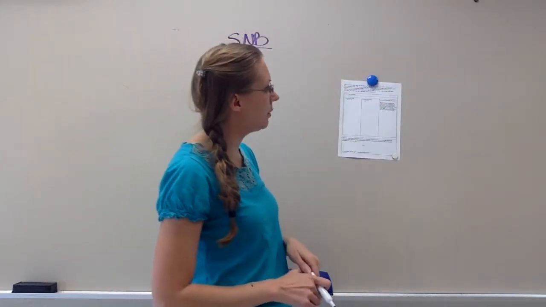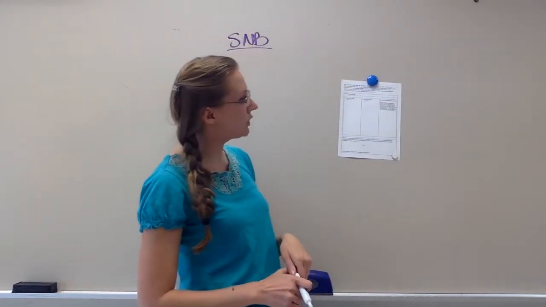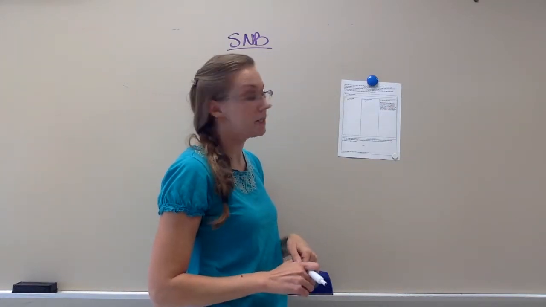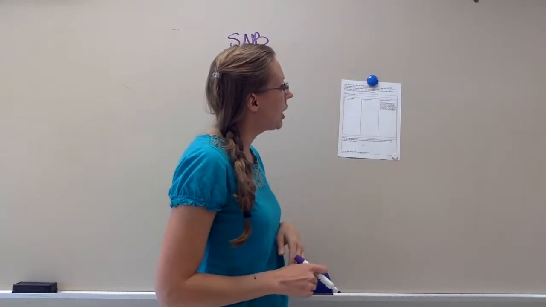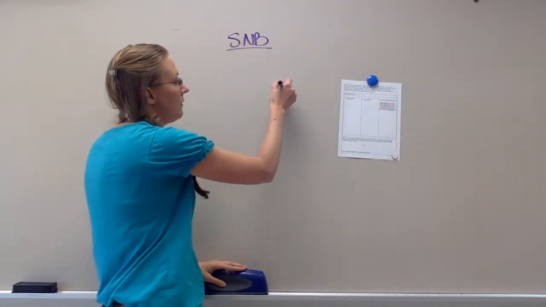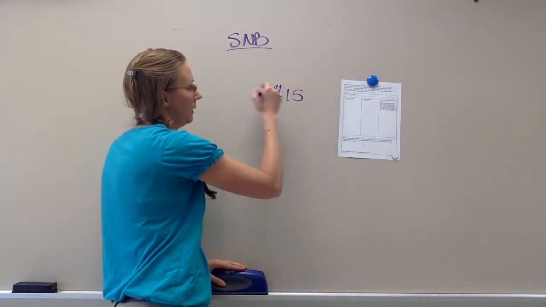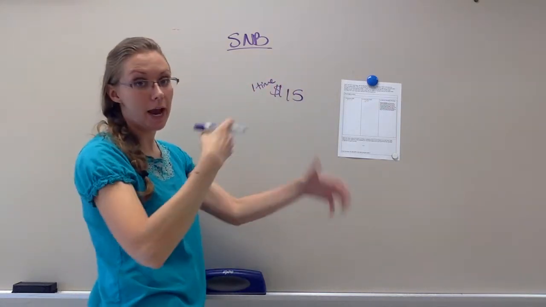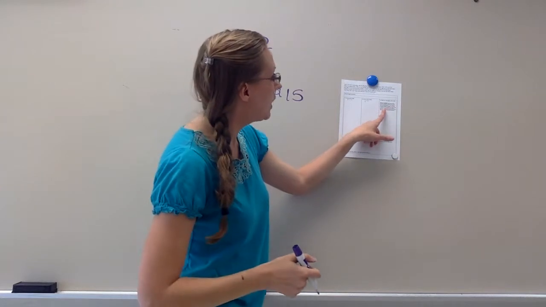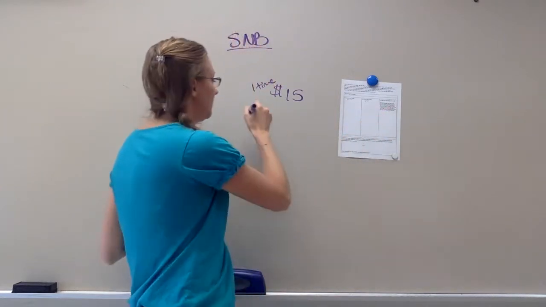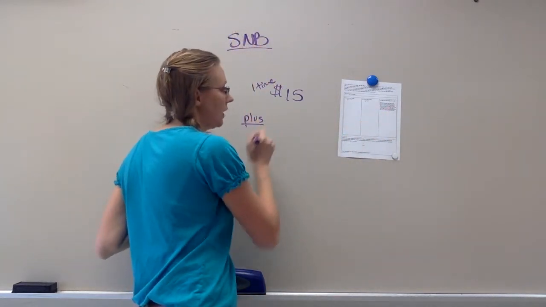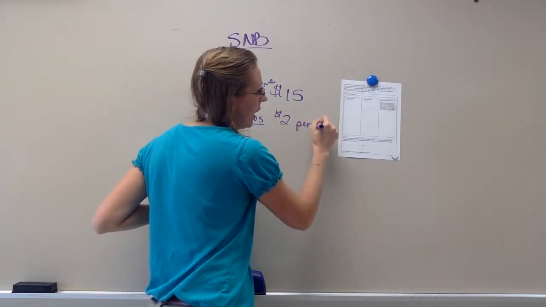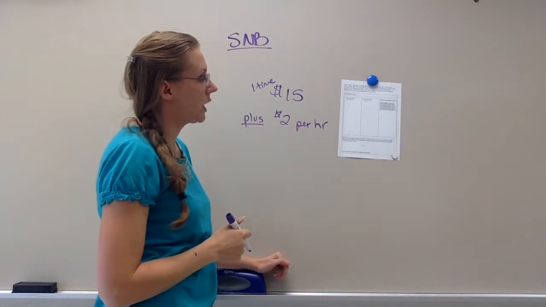It says beachcombing. Jay has lost his mother's favorite necklace, so we will rent a metal detector to try and find it. A rental company charges a one-time fee of $15. Okay? One time. That means it's only happening once. It doesn't get added on over and over again. A one-time fee of $15 plus, that's a key word right there, $2 per hour to rent the metal detector.